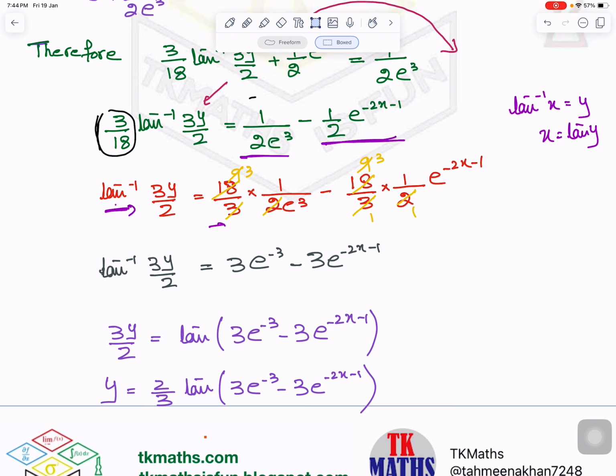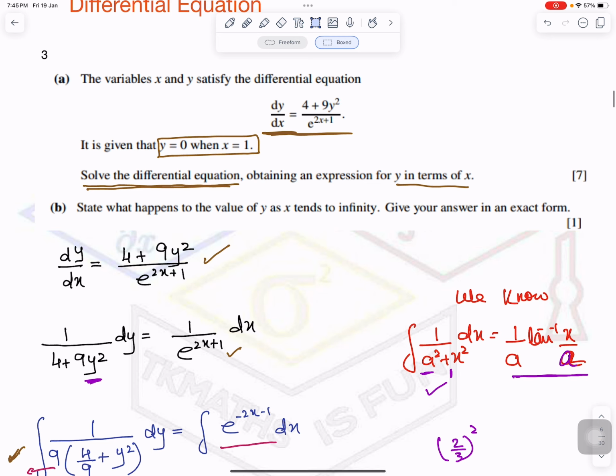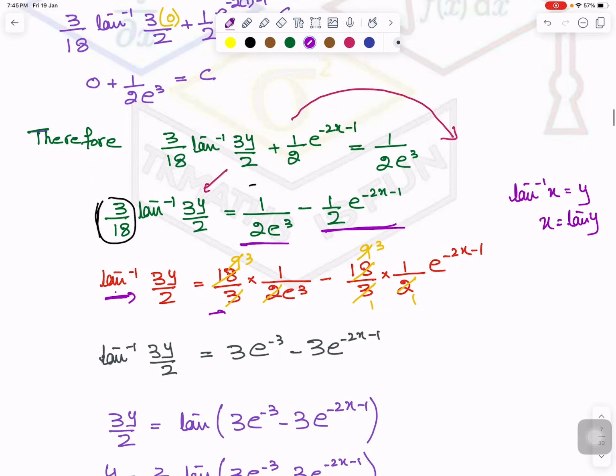So you can see here, I have made y the subject. So y is equal to 2 upon 3 tan of 3 minus 3 times e power minus 2x minus 1. But there was another very important part of the question. And what was that? Part 2. This question is very important. State what happened to the value of y when x tends to infinity. So you have to give the answer in exact form.